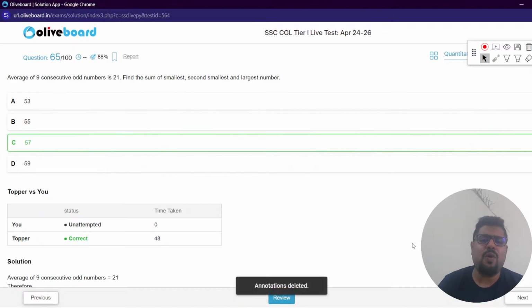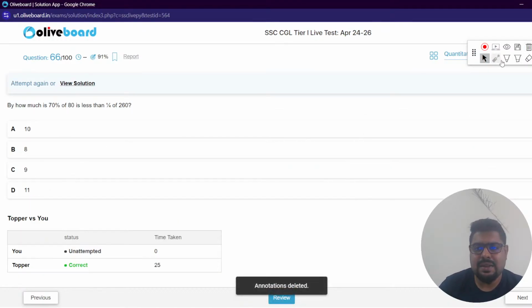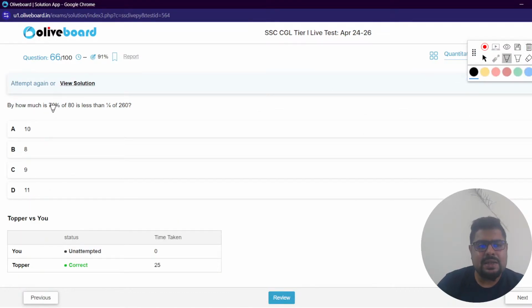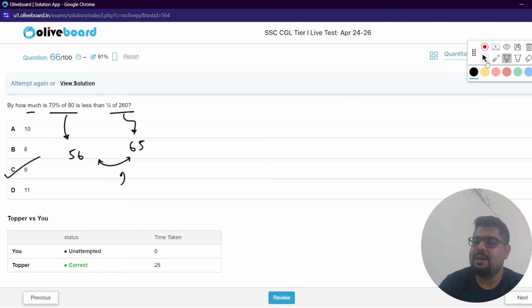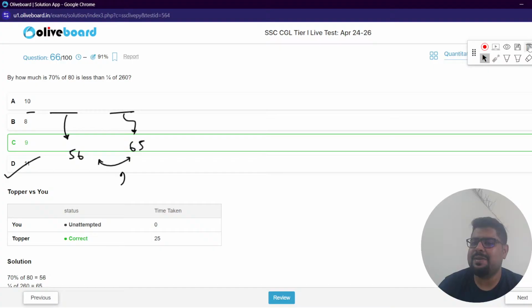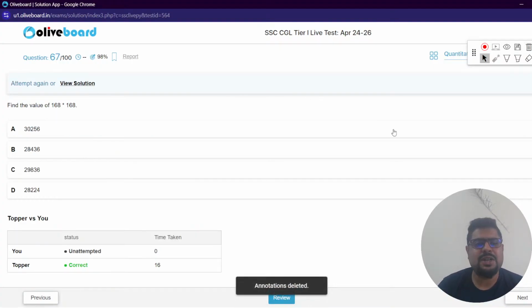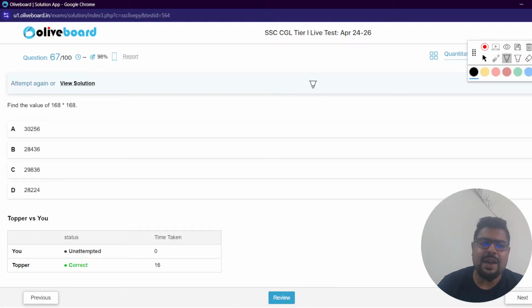Again, don't complicate the things. Next one, please. How much 70% of 80? 56, sir. 1/4 of 260, 130, 65. So difference they are asking 9. Absolutely simple. No fuss. Very simple. Option number C. Find the value of this.